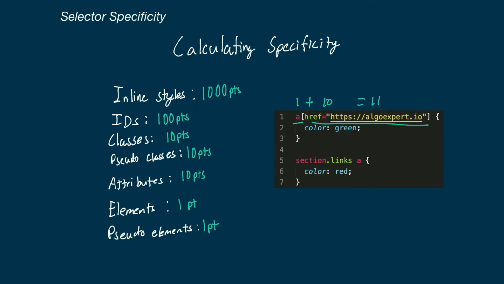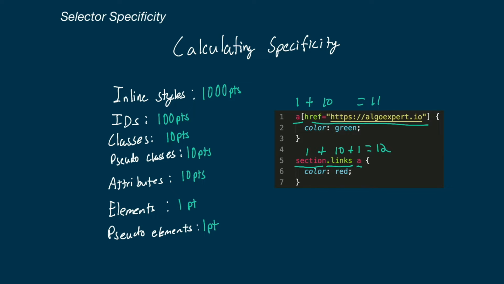Then we look at the second selector we had, that starts with the section element, which gets 1 point. And then it has the links class, which adds on another 10 points. And then we have the A, the anchor tag element, and this gets 1 more point. If we add all of these together, we end up with 12 points, meaning that the second option has 12 points over the 11 points of the first option. So the second option is more specific and the color of the anchor tag will be red.